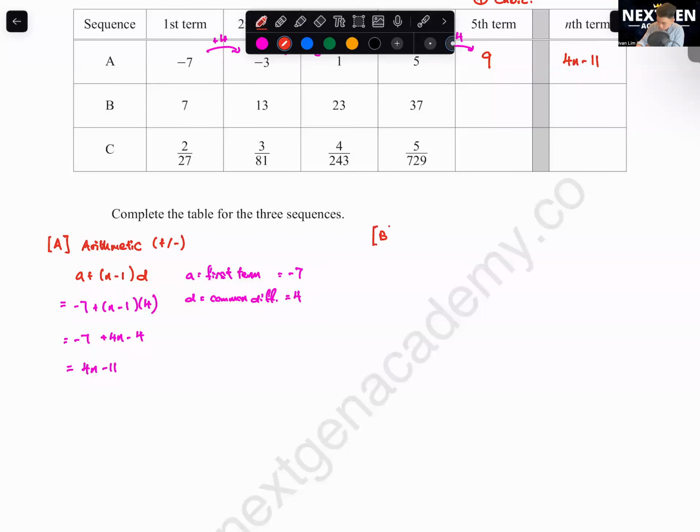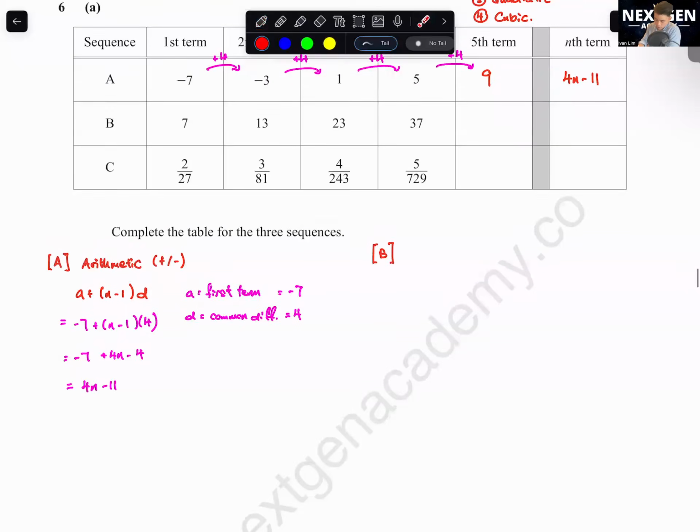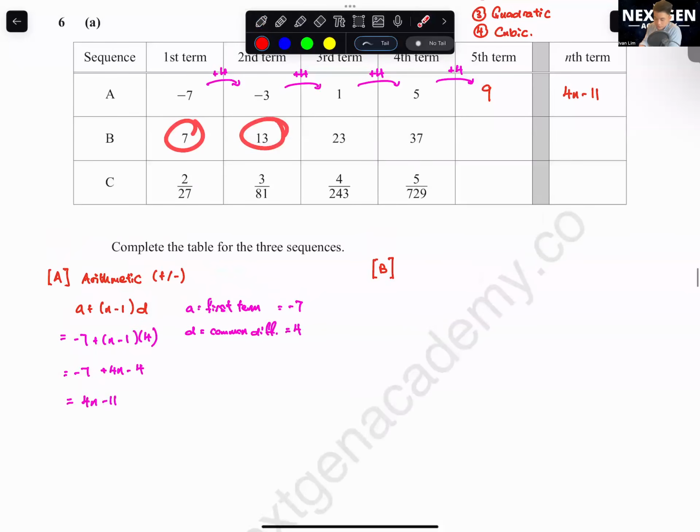Part B. What type of sequence is this? You look over here: 7, 13, 23, 37. We always start with arithmetic first. That means we see whether the difference is constant or not. So you check 7, 13, 23, 37. Is it the same? No, right? So now what do we test for?